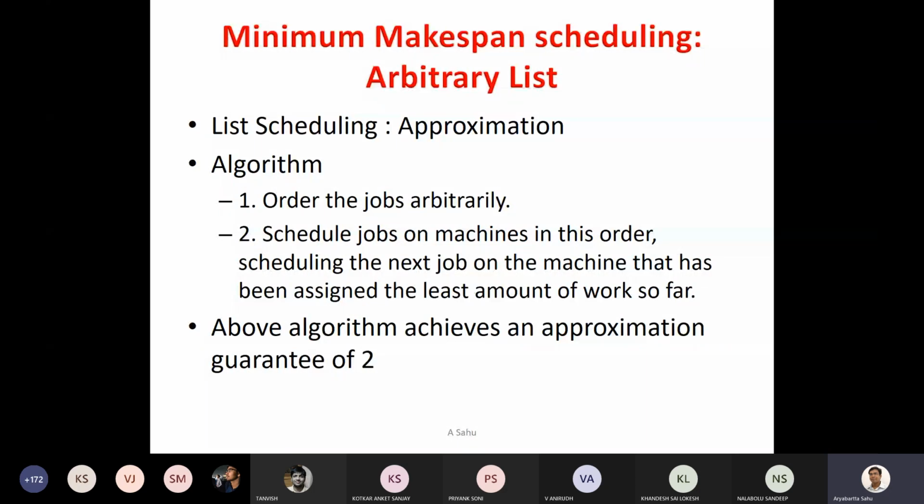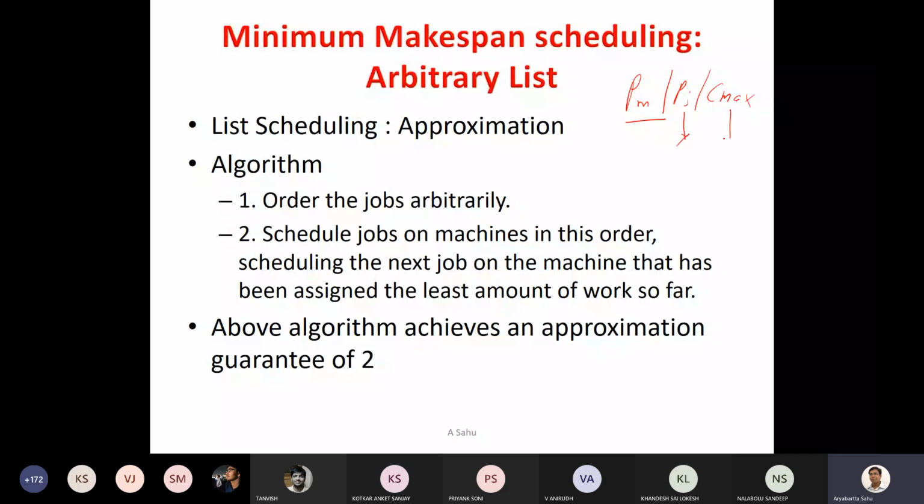So what problem are we solving? P|M, pj|Cmax. We have M identical processors, arbitrary execution times, no preemption allowed, and we want to optimize Cmax. This is a common, standard problem. So how can we solve it? We can solve it using the list scheduling approach.